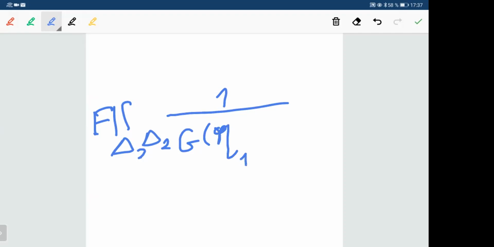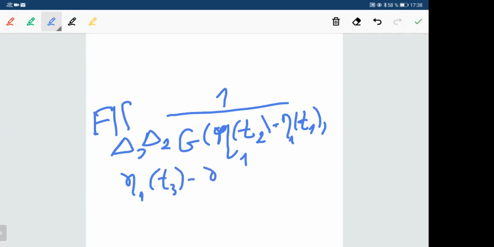Excuse me. It will be like eta 1. It is related to the first coordinate, t2 minus eta 1 t1, and here is eta 1 t3 minus eta 1 t4, for example. Okay, and here is dt. I wrote here Gram determinant related to the increments of the process eta 1. This is just one coordinate, but I have no square root, so I put here Gram determinant. It's okay. Now what happened?